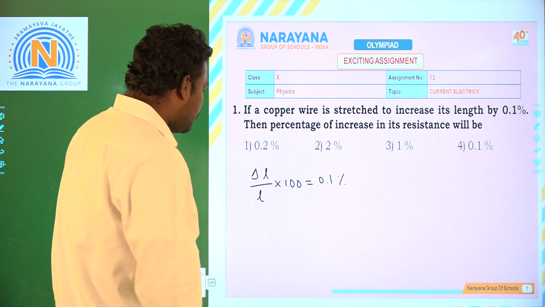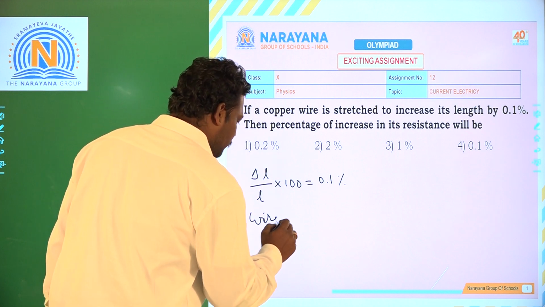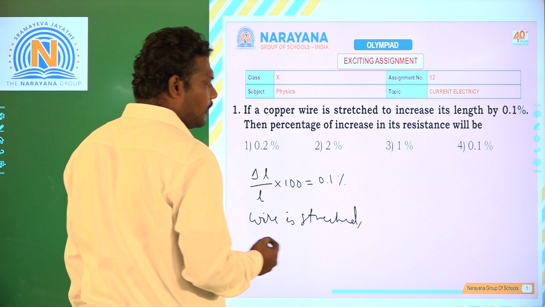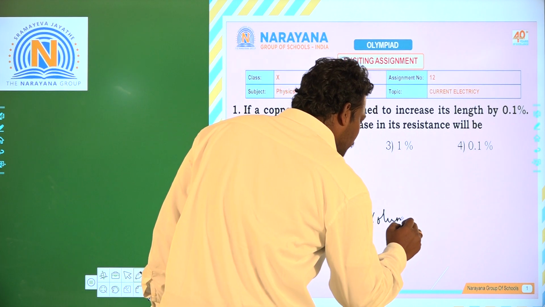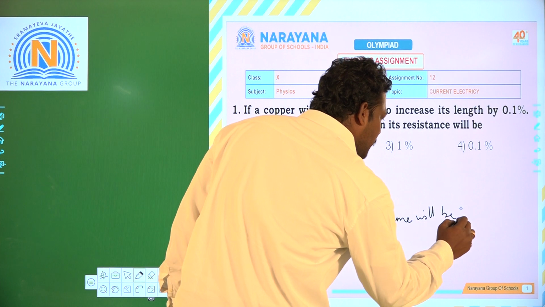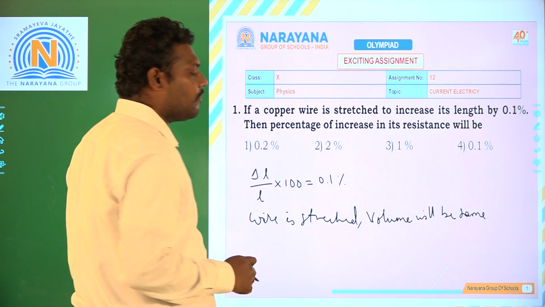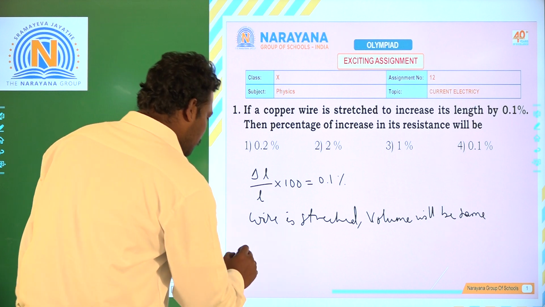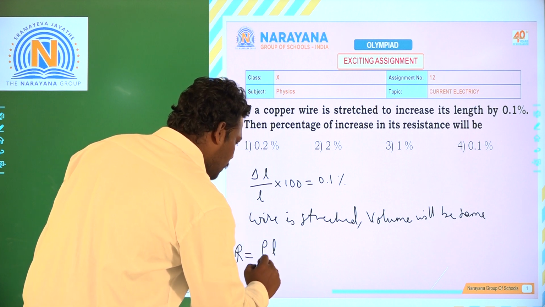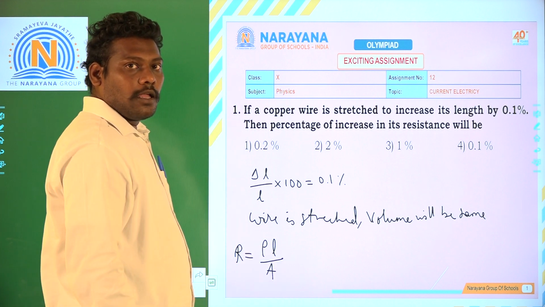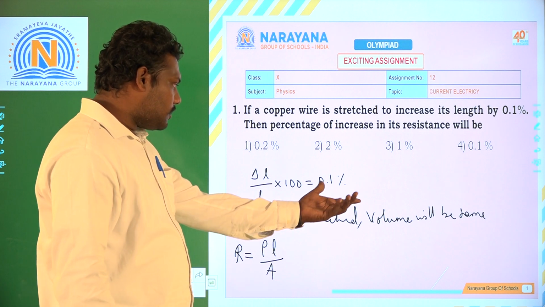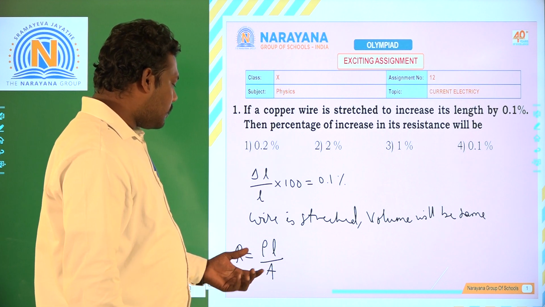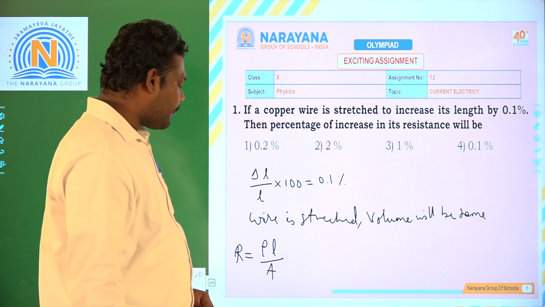So as the wire is stretched, the volume will be the same. There won't be any change in volume. So from the formula R equals rho L by A, to get the volume here, because volume is constant and it is the same material, resistivity will also be constant.